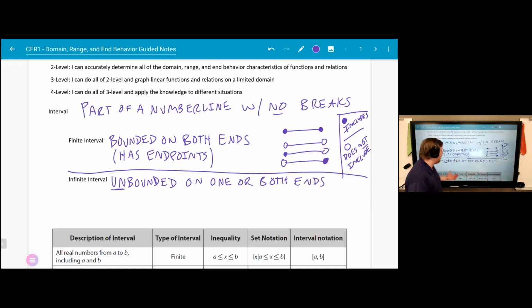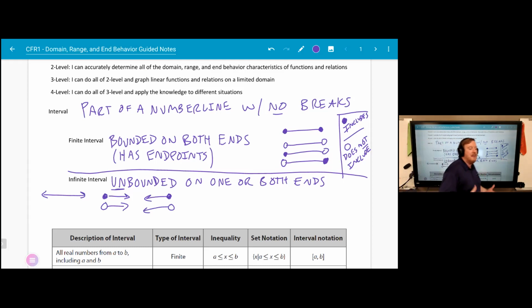Okay, let's think of all the ways that this could look, right? I could have completely unbounded, both ends go to infinity. I could have one end go to infinity and one end not. This also could be like an open circle. I could also have infinity going this way. This is what I mean by unbounded on one or both ends. Now, I'm just talking about this in terms of a number line, but we're going to apply this to functions that move all over the place, or relations that move all over the place, okay?